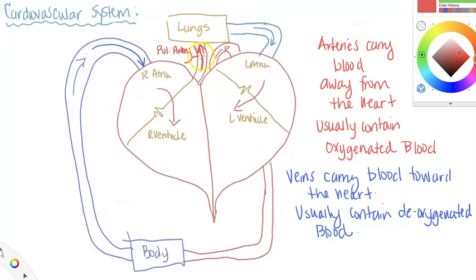But this blood hasn't been oxygenated yet. That's why it's going to the lungs. So this is deoxygenated blood going through this artery to get to the lungs, being taken away from the heart. Remember, an artery always carries blood away from the heart.